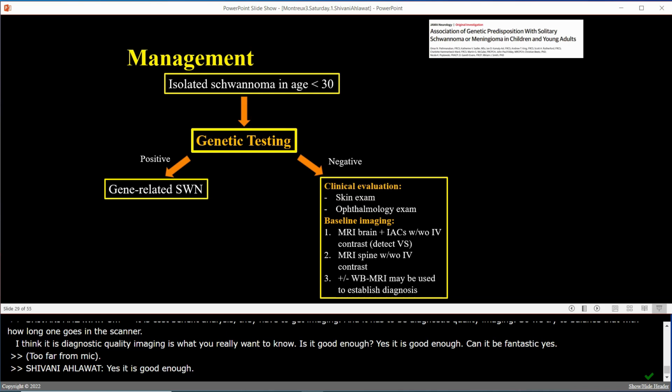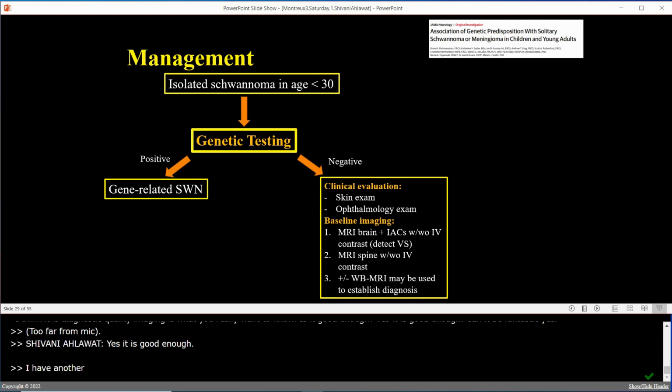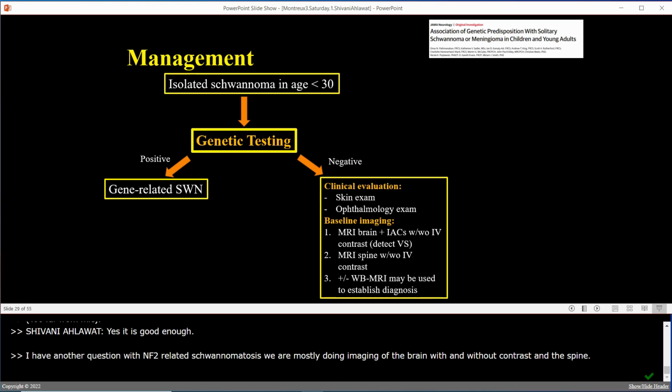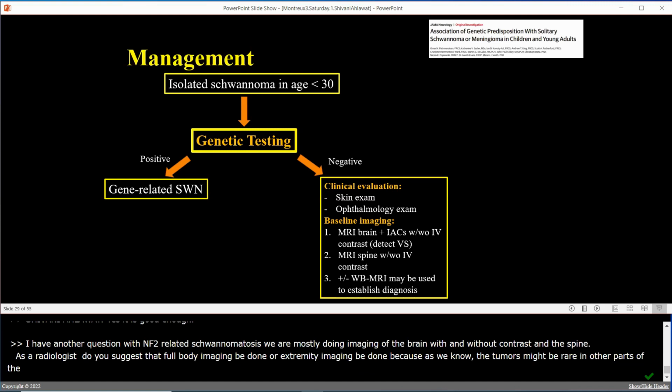Hi, sorry, I have another question. We know with NF2 related schwannomatosis, mostly we are doing imaging of the brain with and without contrast and the spine. As a radiologist, do you suggest that full body imaging or extremity imaging be done? Because as we know, the tumors might be rare in other parts of the body, but they can occur. What are your thoughts on that?